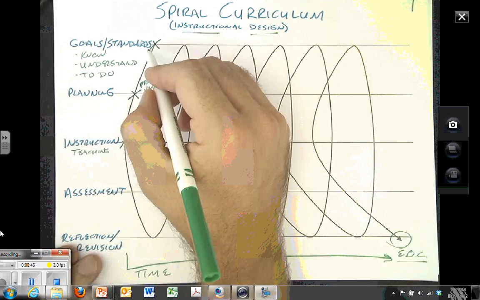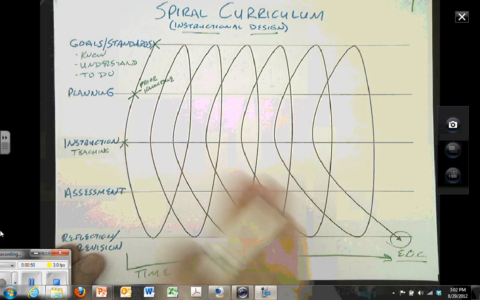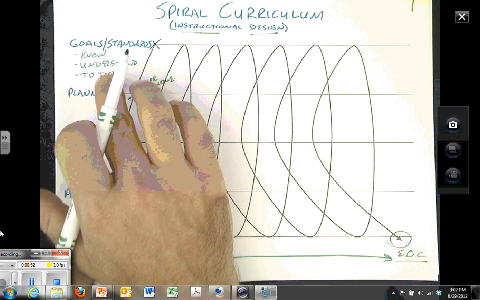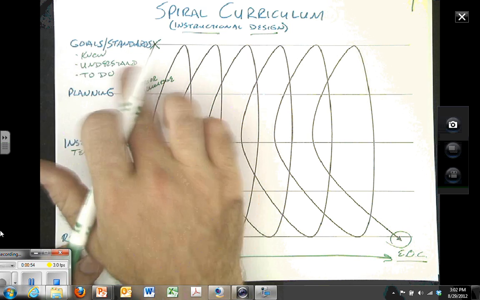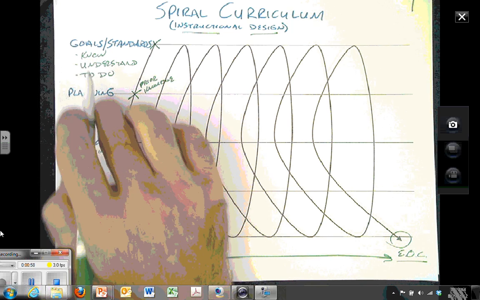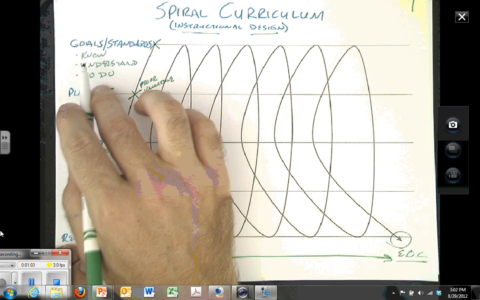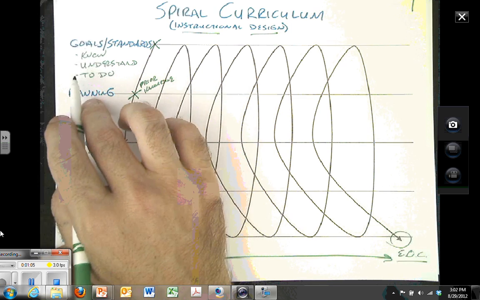So we always have to begin with goals and standards. What, by the end of the course, are students going to be able to do? What are they going to know? What are they going to understand? Or know, understand, or do? Some people think of this as KUD, or UK do, whatever. It's still the same thing. What do they know? What do they understand?